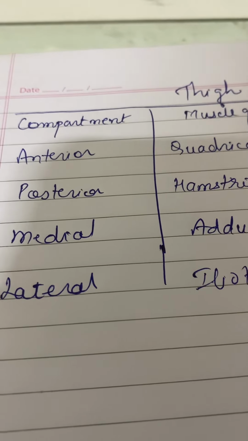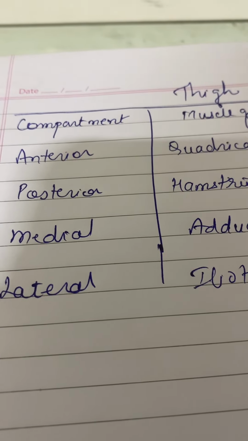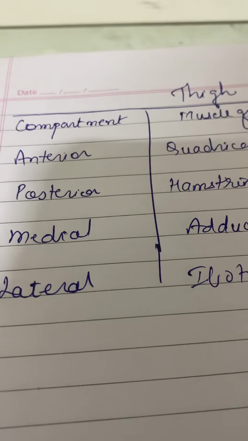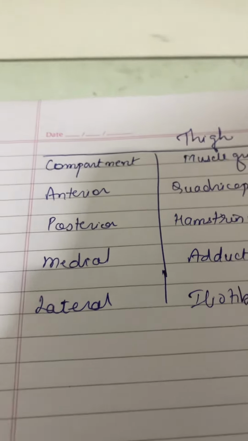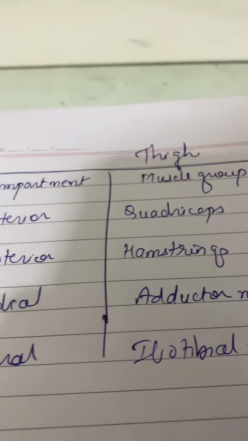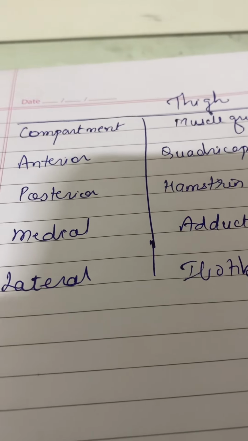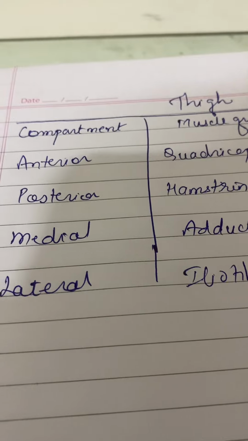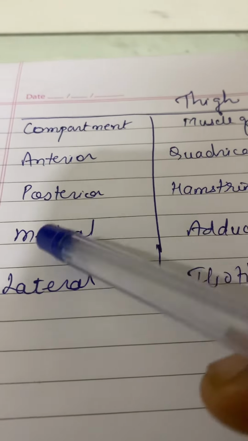So, continuing with the lower limb, last time we talked about the plan of the lower limb in general. Today we'll talk about a very important part of the lower limb, that is the thigh. As we have seen in the upper limb, you have compartments of the upper limb. Similarly, here in the lower limb, you have compartments of the thigh.